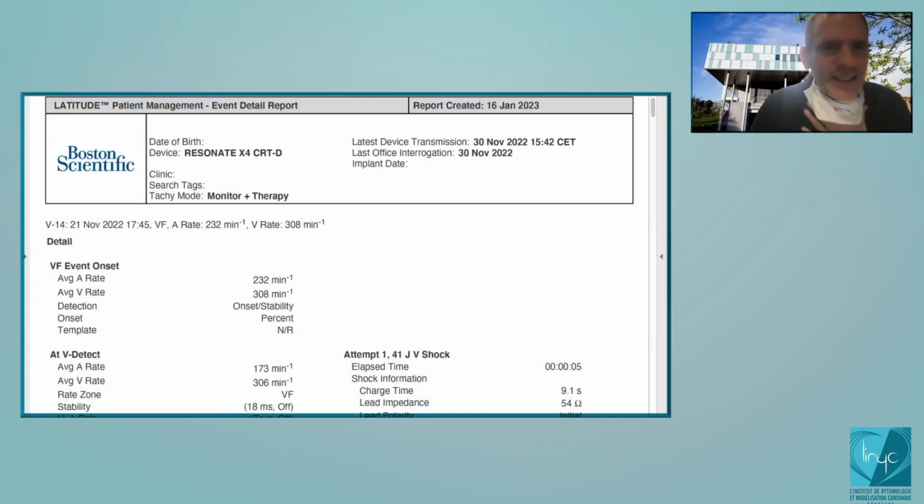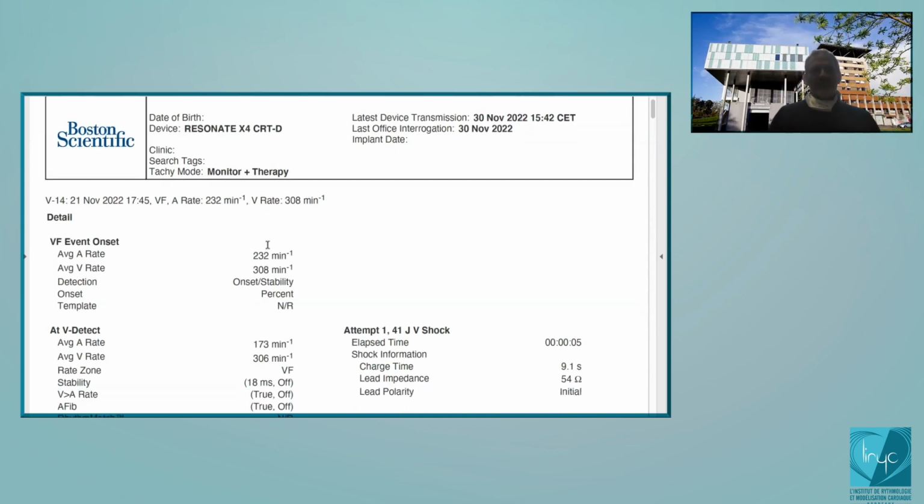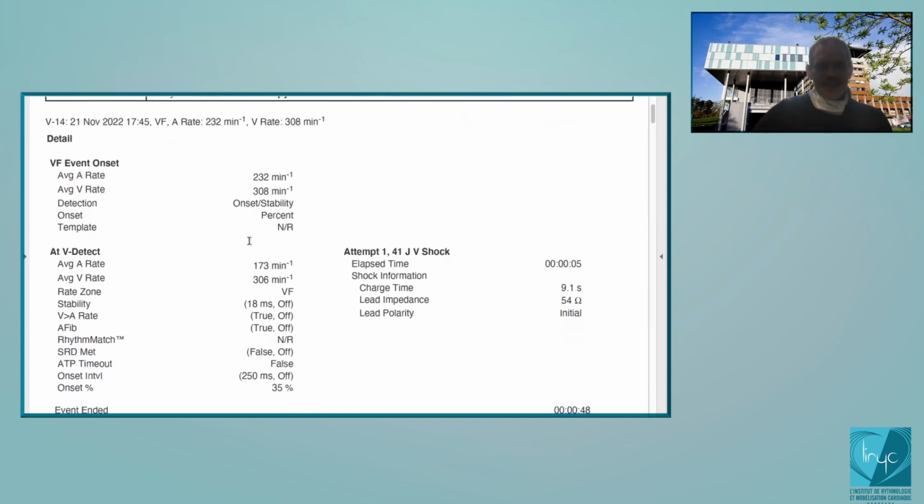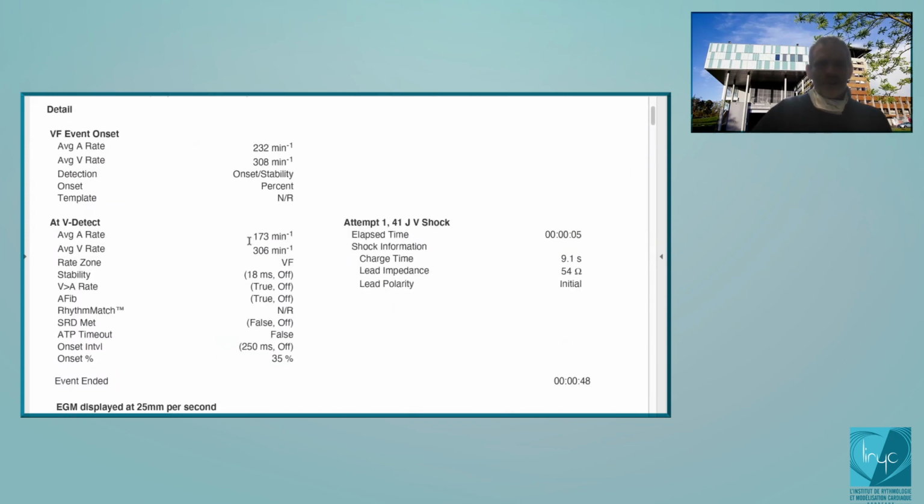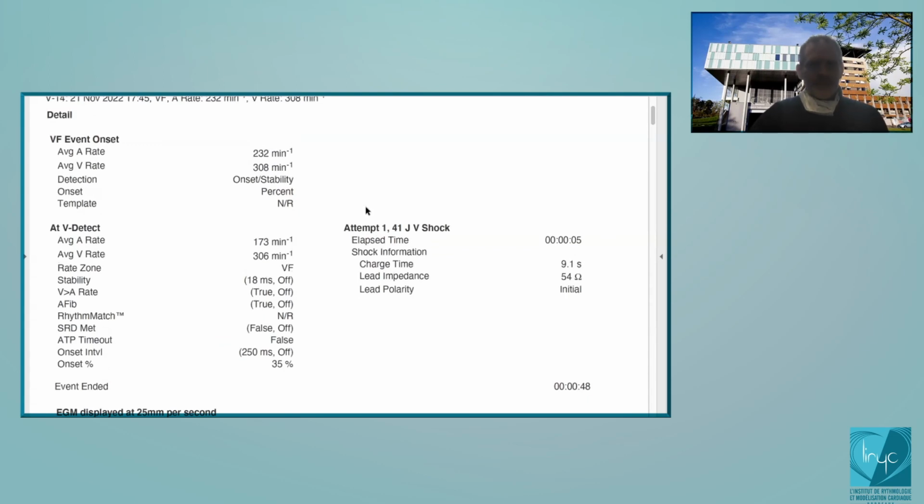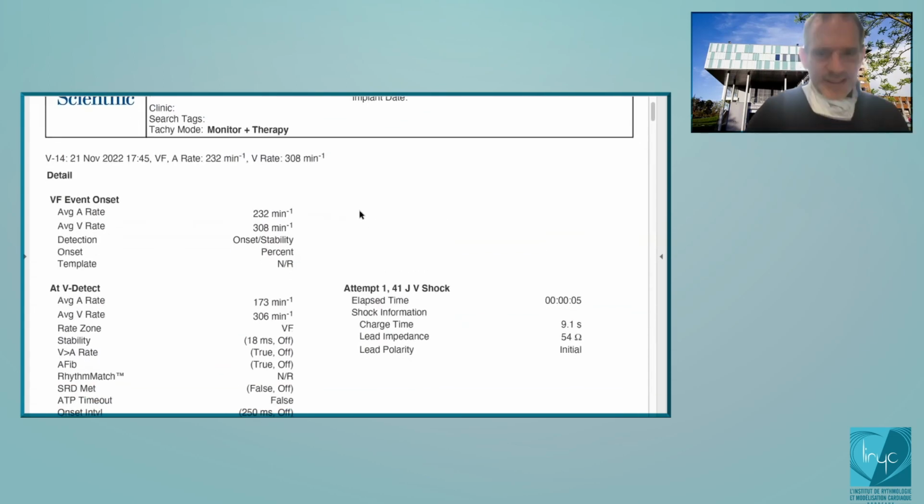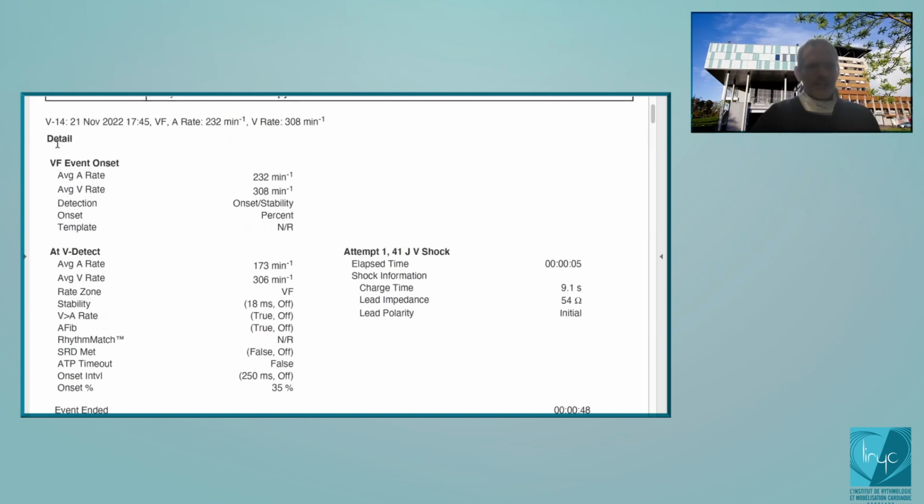Today we're going to discuss Boston Scientific defibrillators. We will discuss all the details about the counters, how they count and detect, and the way it works. So this is a first episode in a given patient, and you see here that there has been a diagnosis of ventricular fibrillation and one shock has been delivered.